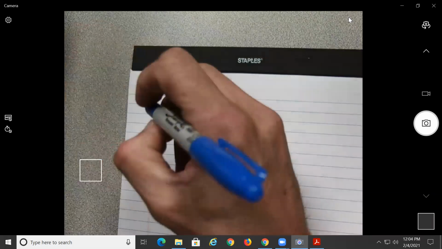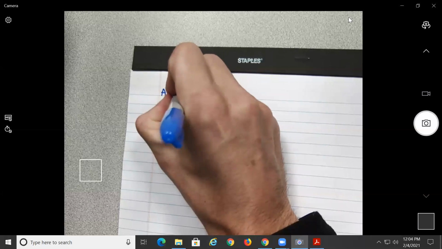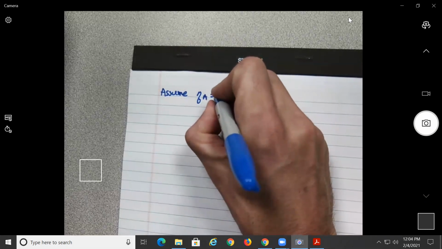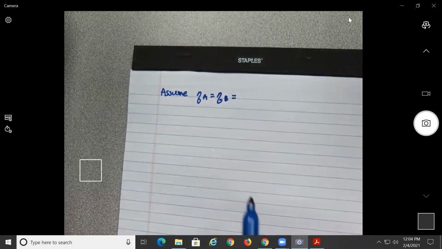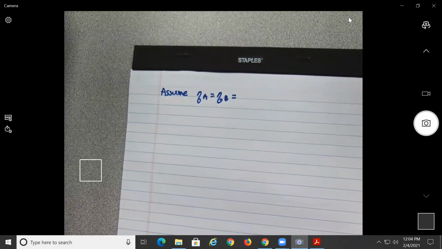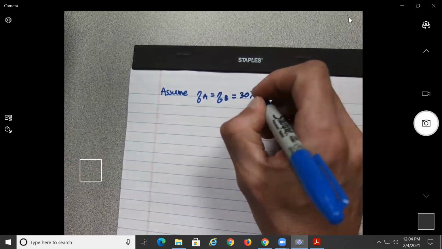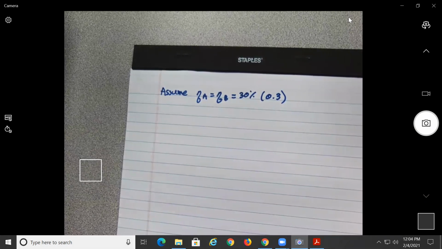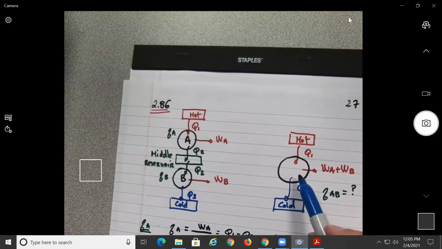So let us assume that the efficiency of our generator A is the same as generator B, and let's say it is 30%, so that would be 0.3. Okay? So if we wanted to have one big generator that would do the same, let's see, where do I have the figure? What should be the efficiency of this one, in order for that to happen?